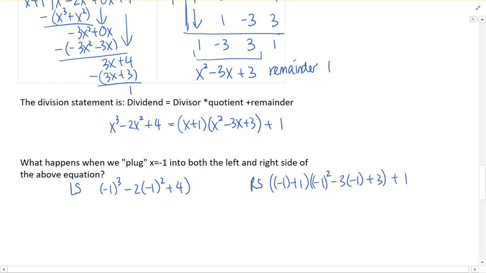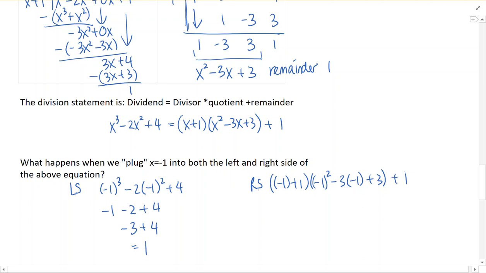Okay, let's just start with the left side. Negative 1 cubed is just negative 1, minus 2 times negative 1 squared, which is just 1, so it'll be negative 1 minus 2 plus 4. So here we have negative 3 plus 4, which is 1.